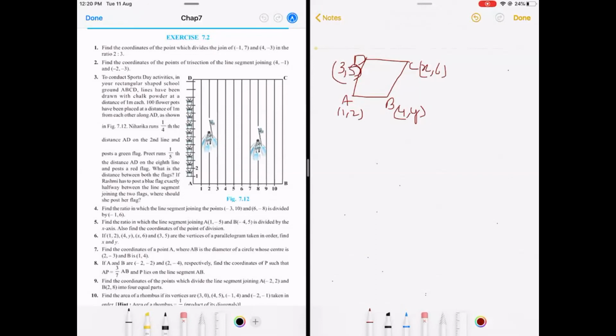So we see the properties of the diagonals, the properties of a parallelogram. In a parallelogram, are diagonals equal or not? Ma'am, no. In a parallelogram, do diagonals bisect each other or not? Ma'am, yes. Yes, very nice. In a parallelogram, opposite sides are equal and parallel, and diagonals bisect each other.